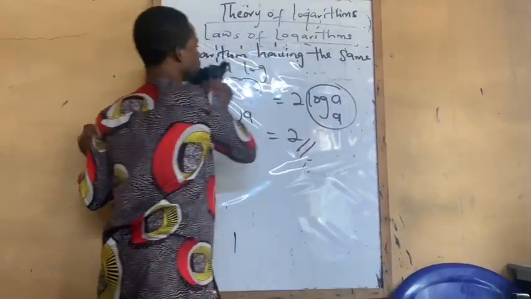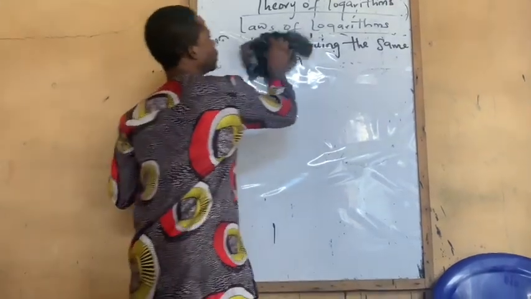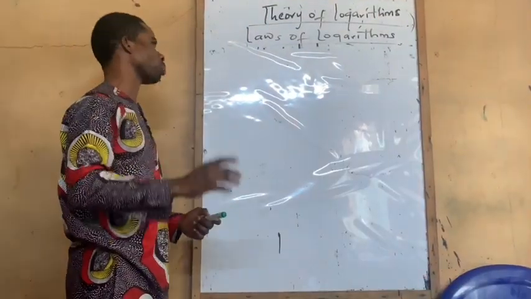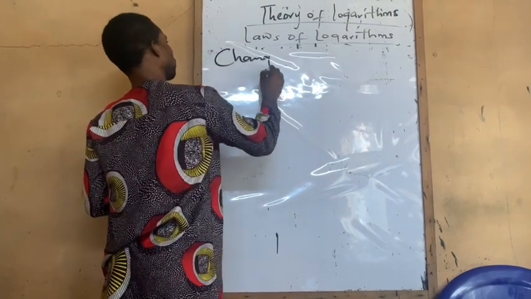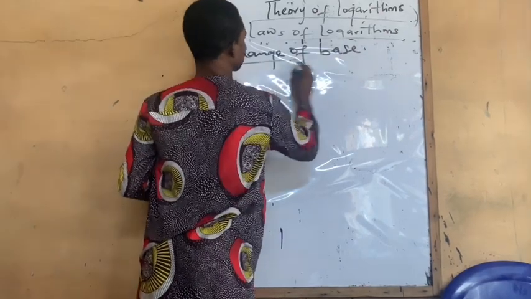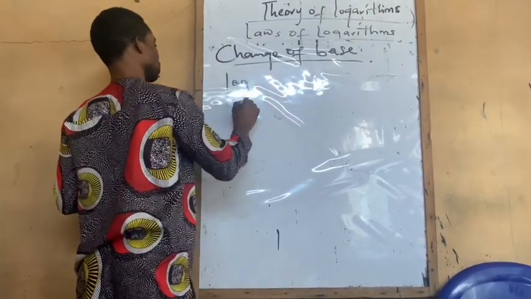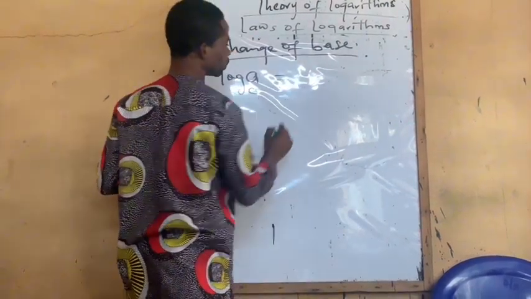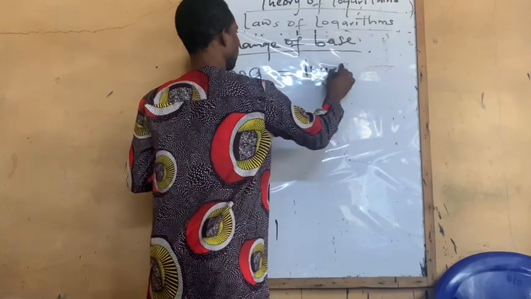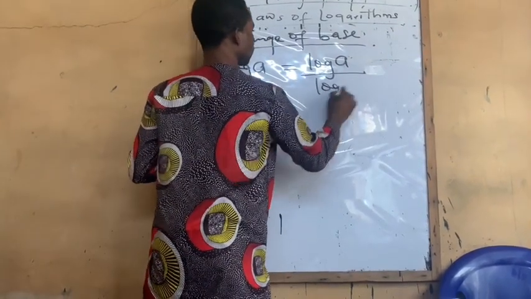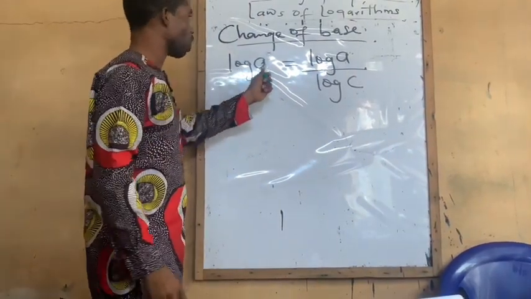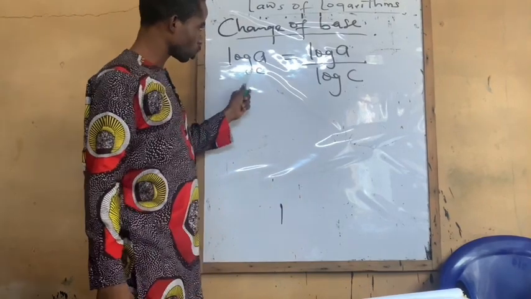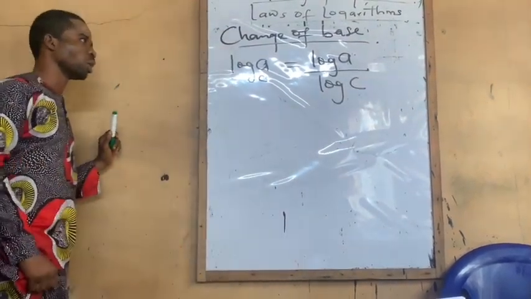Another law of logarithms. In some of our tests, we have what is called change of base. If I have log A base B, if I want to apply change of base, I would now say log A all over log B. By the time you use this, both of them will carry log. Log A, but it now turns to all over. This base also will turn to log. That's what we call the law called change of base.